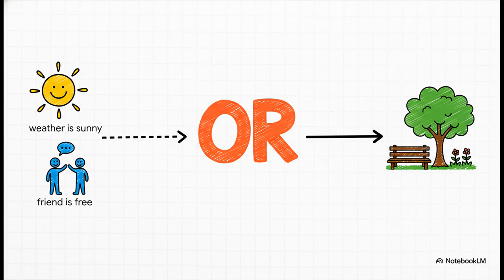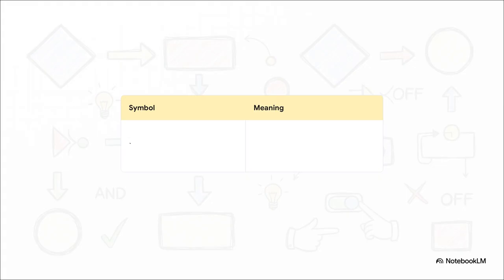Let's make this a bit more real. Imagine you're planning your weekend. You decide, okay, I'll go to the park if my friend is free or if the weather is sunny. Notice you don't need both of those things to happen. If your friend is busy but it's a beautiful day, you're going to the park. If it's cloudy but your friend is free, you're still going. Just one is enough.